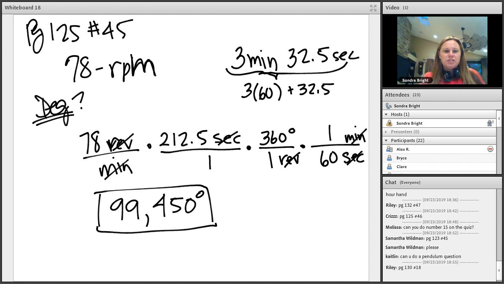So this is just a straight up RPM times however many minutes it's been playing, and then converting to degrees, since they wanted your answer in degrees. Okay, so that was that one.